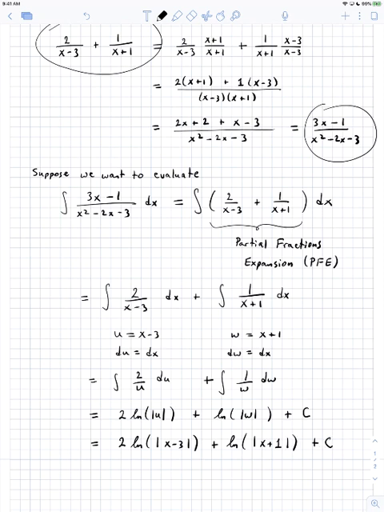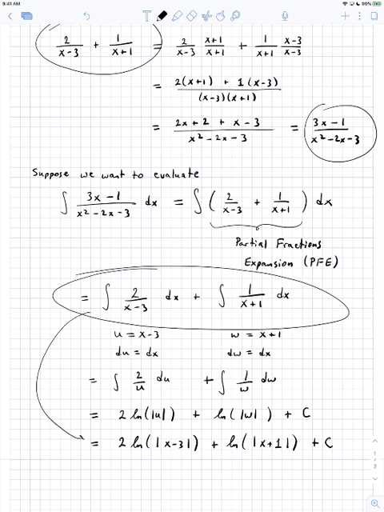Now, generally, you don't have to explicitly make this substitution. It's perfectly fine if you go straight from this line, where you have the integral of 2 over x minus 3 and the integral of 1 over x plus 1, to this last line, because this is the type of integral that you can probably do in your head. It's a substitution, but it's a substitution that's not so bad.